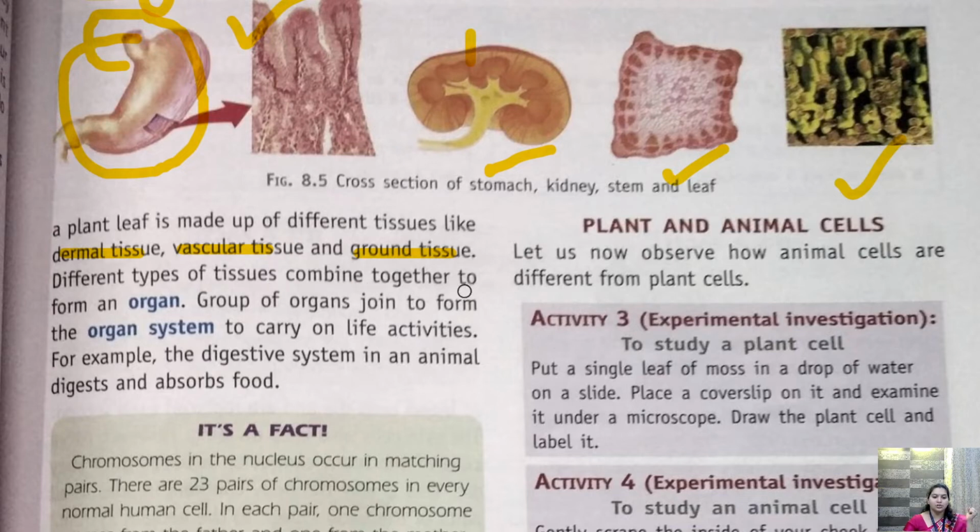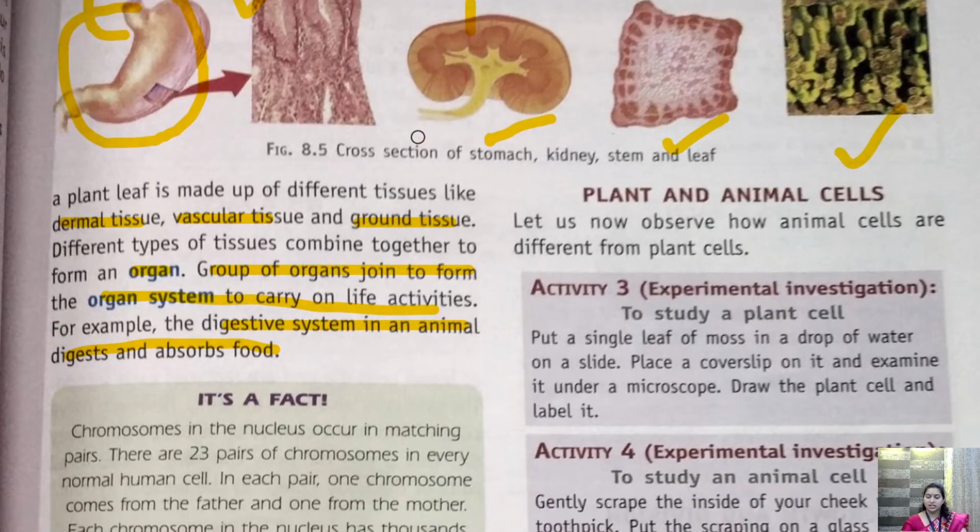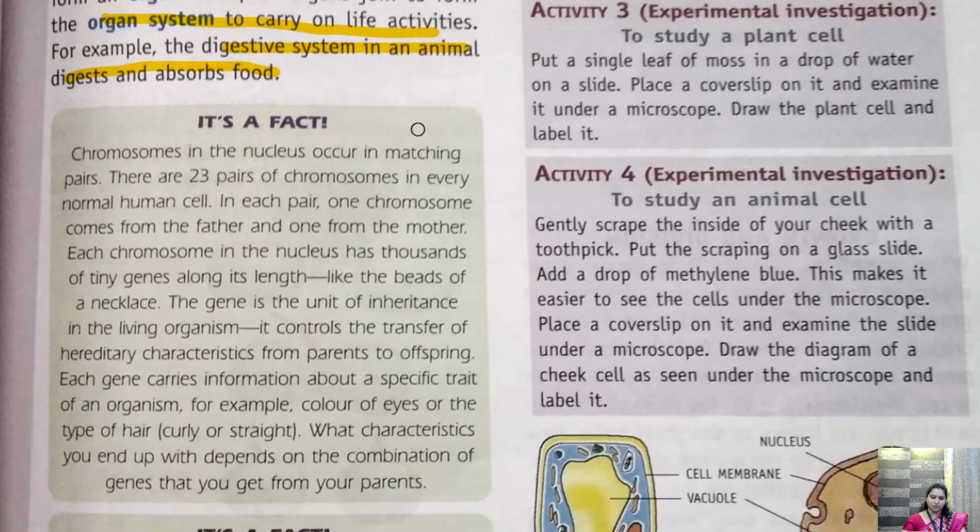Different types of tissues combine together to form an organ. A group of organs join to form an organ system to carry out a life activity. For example, the digestive system in an animal digests food. So all these things we have discussed earlier. That is why I am not going into it. Children, this is very important. Please go through it and see what is written here.